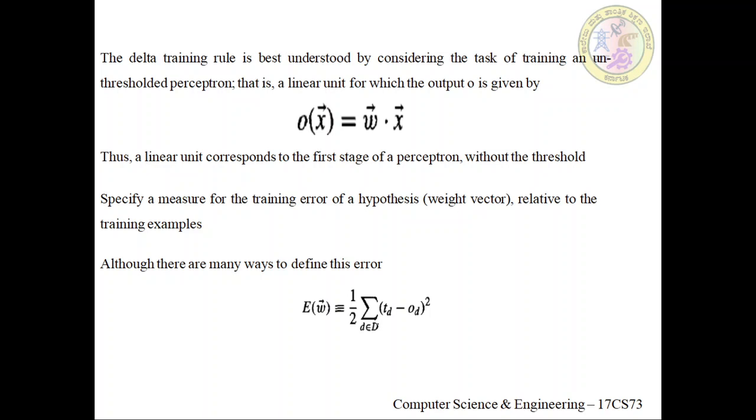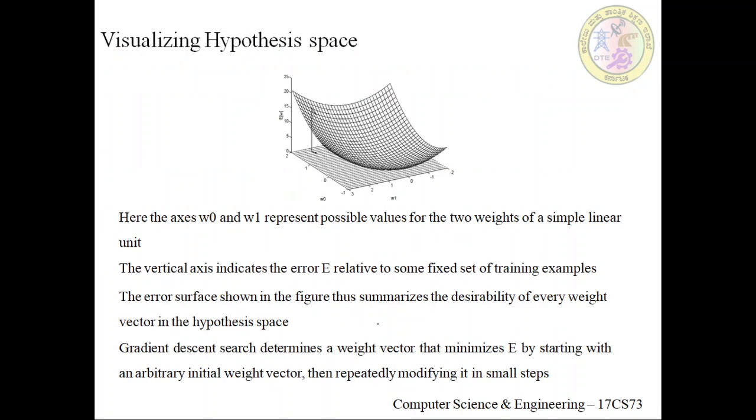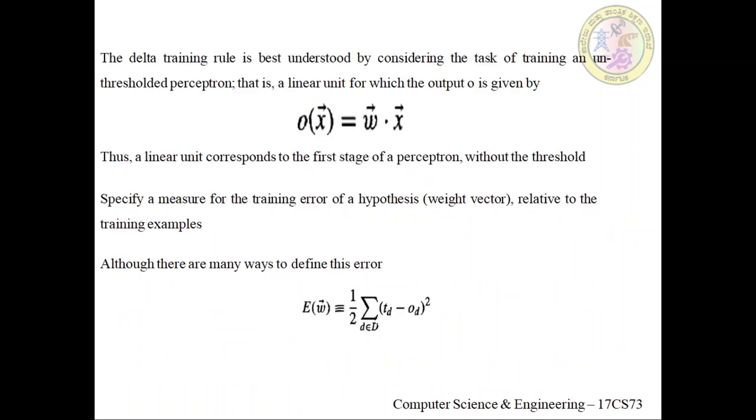By this definition, E of w vector is simply half the squared difference between the target output t_d and the linear output o_d, summed over all training examples. Of course, E also depends on the particular set of training examples, but we assume these are fixed during training, so we do not bother to write E as an explicit function of them.